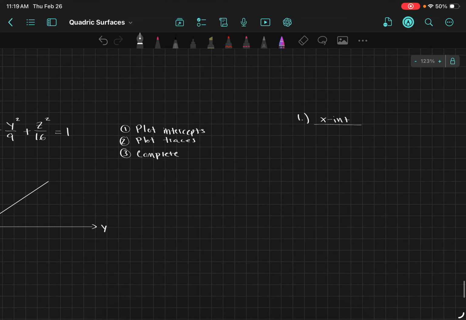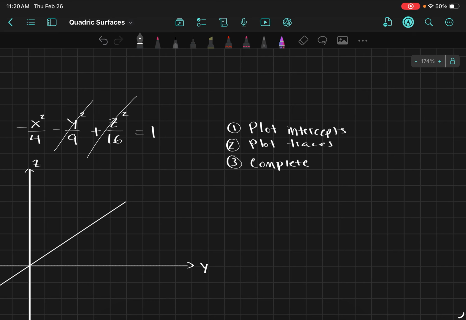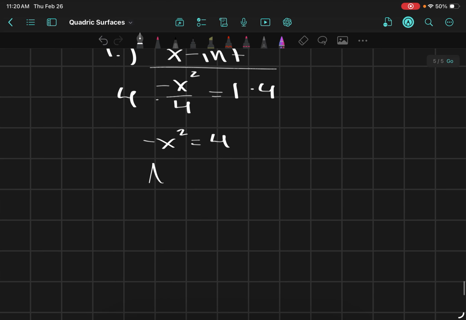X-intercept: maybe you can already see why. We set y and z equal to 0. We have negative x squared over 4 is equal to 1. Multiply both sides by 4. Uh-oh. Negative x squared is equal to 4. No solution there.